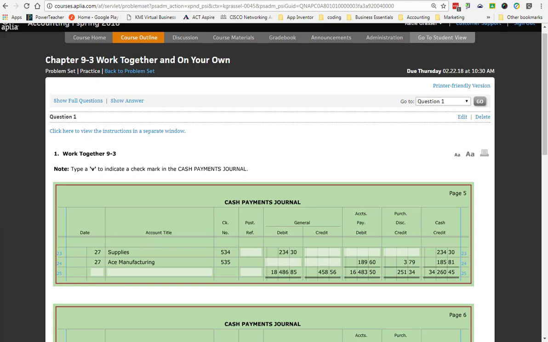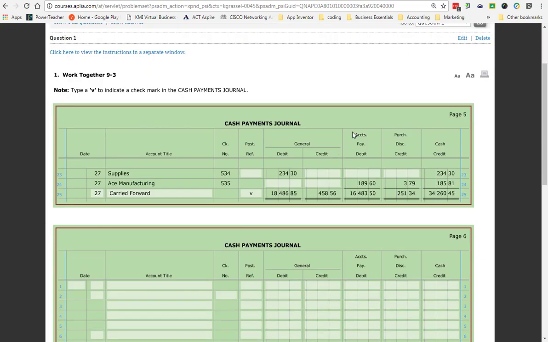When we look at our directions, our first set of directions says rule page 5 of the cash payments journal using March 27th of the current year. All right, well, let's do that. The first thing you have to do is put the date of the 27th. Now, what goes in my account title? Carried or brought? It is carried forward. If you put carried forward in the account title, you're going to put a check mark in the post reference. And wasn't it nice of them? They did the math for us already. That was pretty nice, accounting book.